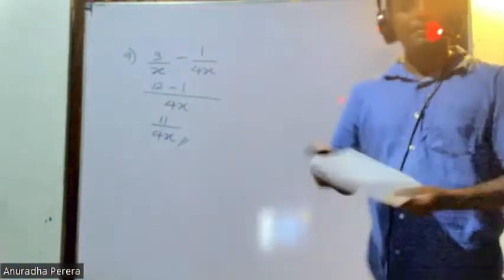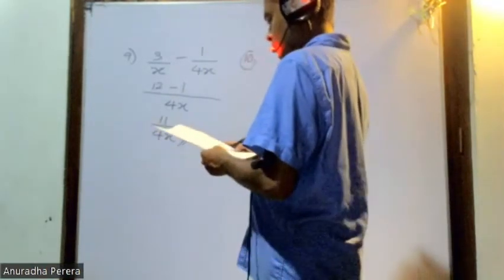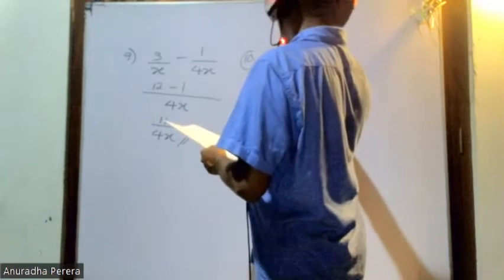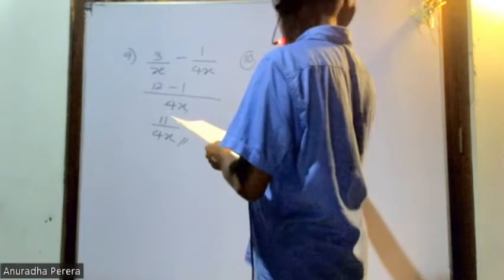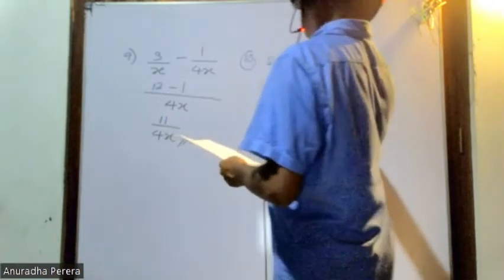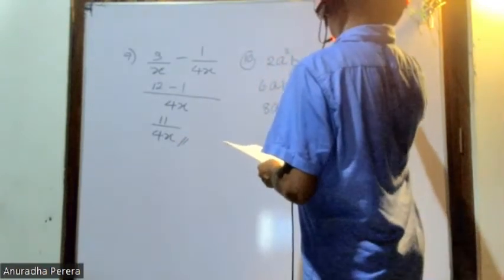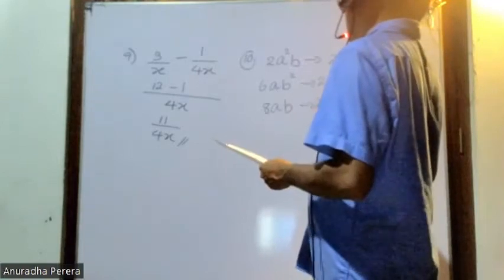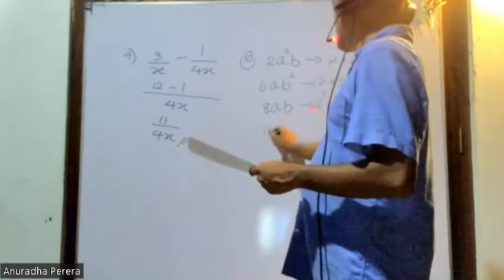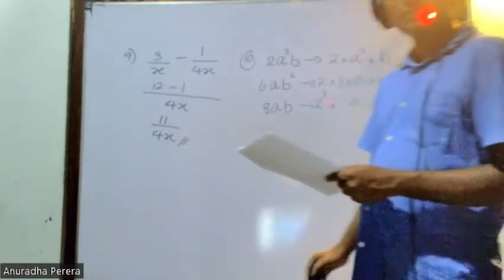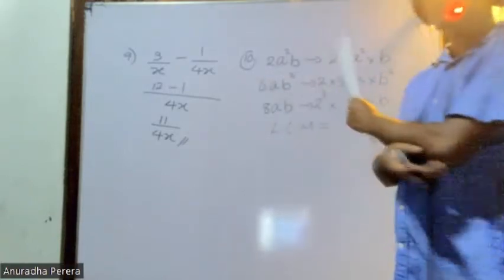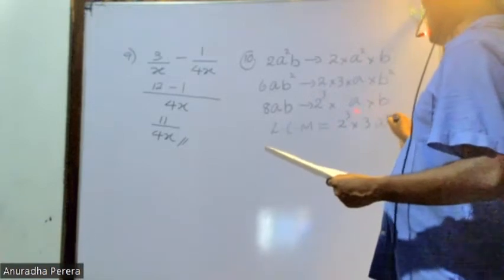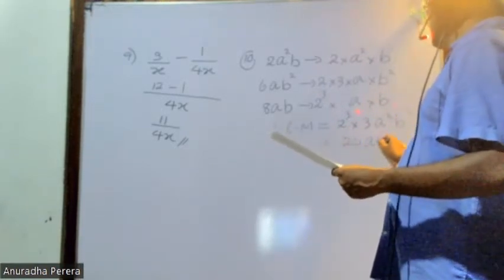Question number 10. Find the least common multiple of the given algebraic terms: 2a squared b, 6ab squared, 8ab. You can write these as 2a squared b, 2 times 3 a b squared, 2 to the power 3 ab. We need the LCM. We take the product of the different bases with the highest powers: 2 to the power 3, 3, a to the power 2, b to the power 2. That is 24 a squared b squared.